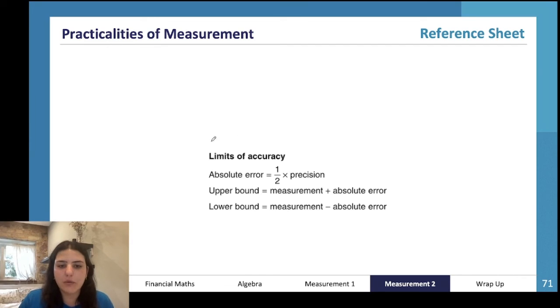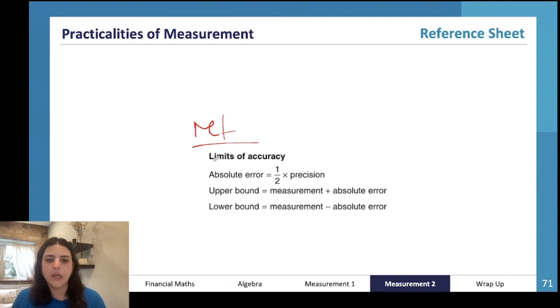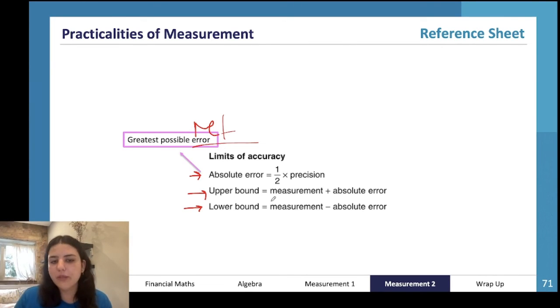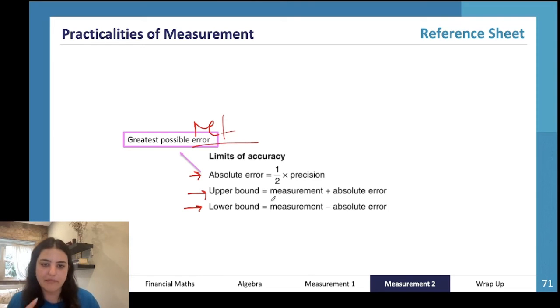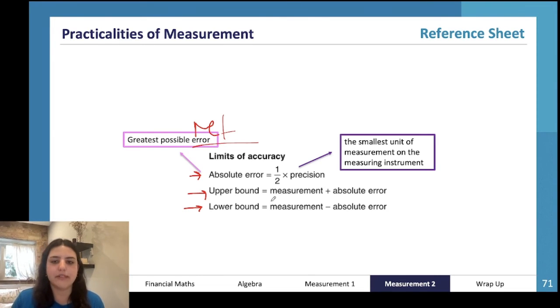So this is exactly what will come on your reference sheet that you'll get in your final exam in year 12, if they haven't changed it by then. It will have these 3 pieces of information. Absolute error is equal to half times the precision. The upper bound is the measurement plus the absolute error, and the lower bound is the measurement minus the absolute error. So absolute error is the greatest possible error mathematically that could have occurred while measuring something.